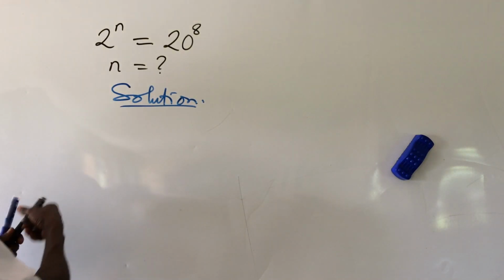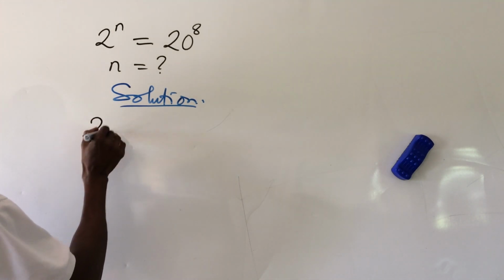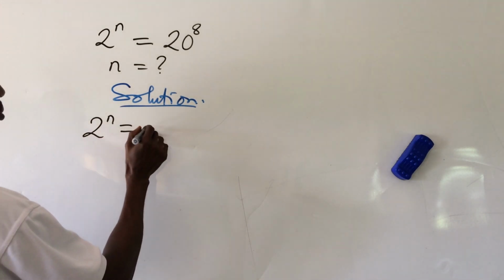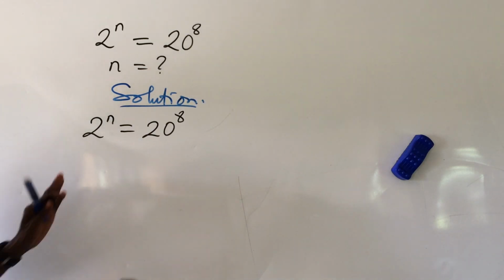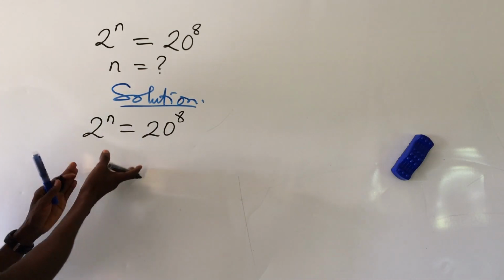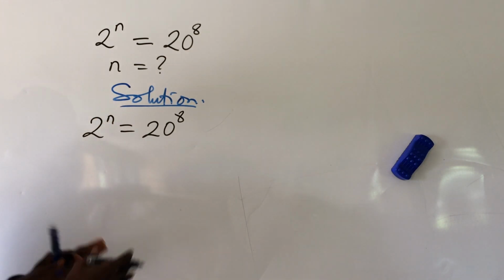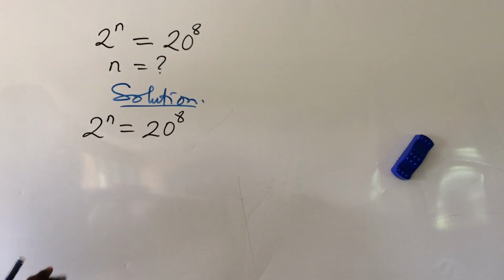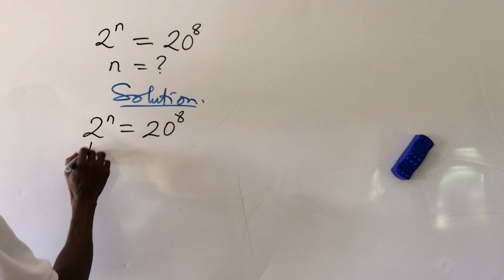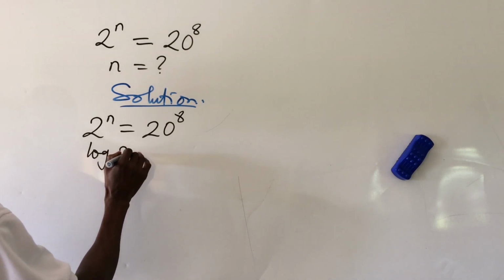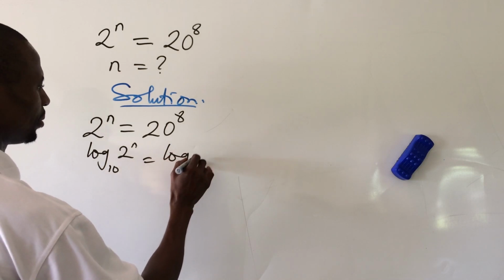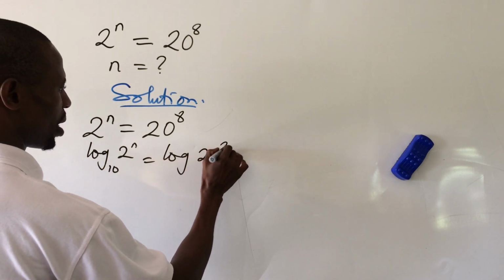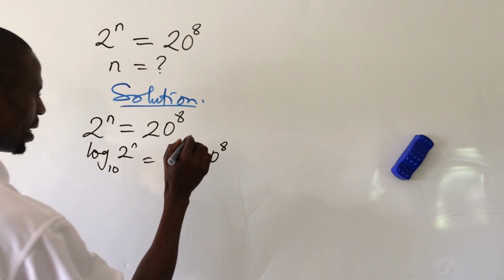Straightforward. The question, we put it down here, so we have 2 to the power of n equal to 20 to the power of 8. Then, the first thing we do here is to introduce a log to base 10 to both sides of the equation. So if we do that, we're going to have log 2 to the power of n base 10 equal to log 20 to the power of 8 base 10.